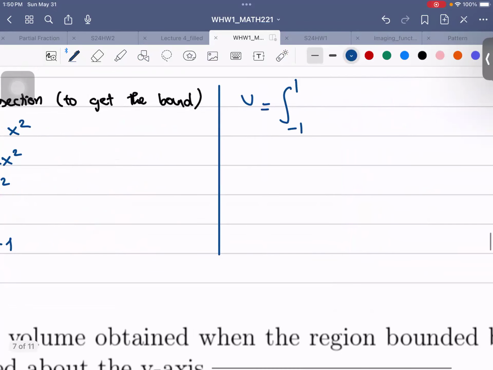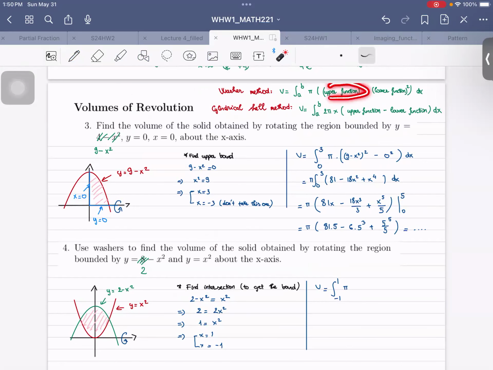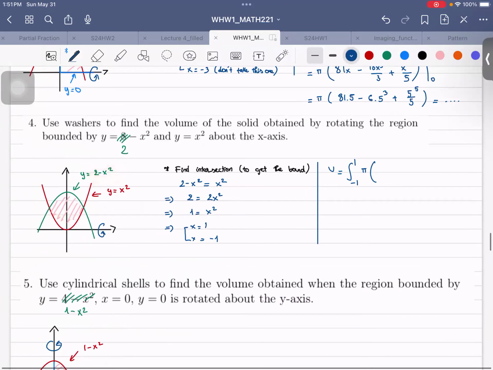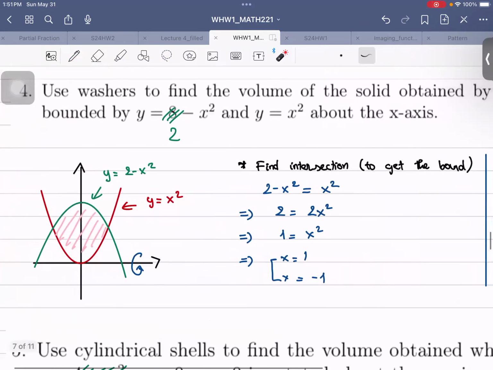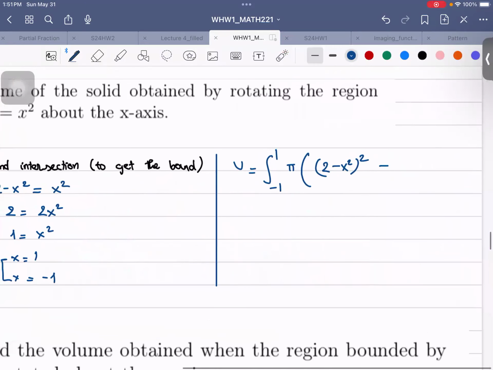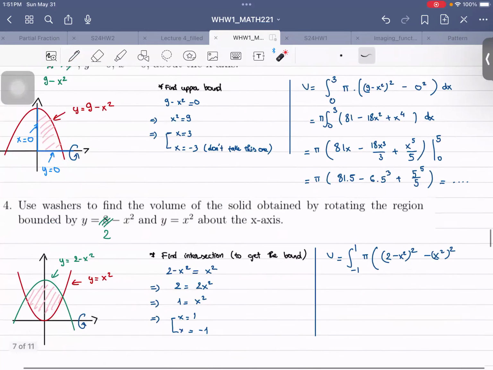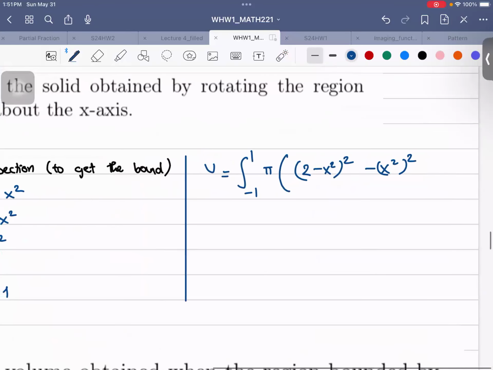upper bound is 1. To use the washer method, we have pi multiplied by the upper function squared, subtract the lower function squared. The upper function is 2 minus x squared, so I have 2 minus x squared and I square it. The lower function is x squared, so I have x squared and I square it. Remember that you have to subtract the lower function squared. In this scenario, your function is x squared and you have to square it. Okay, be careful with this one.